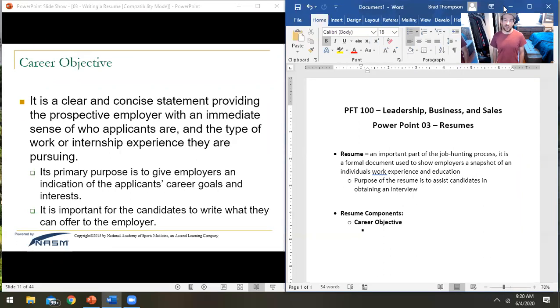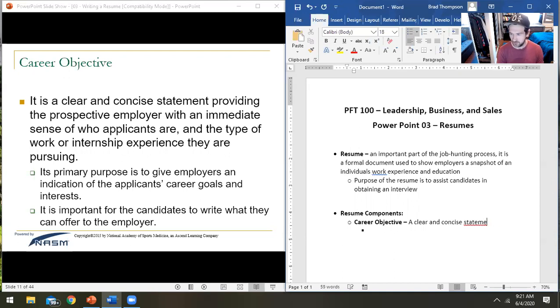So in the same way that your cover letter was information about your interests and why you're applying for the job, that's similar to what your career objective is. It's an opportunity for you to say, look, here's what I'm passionate about in the fitness industry. Here's what I'm trying to achieve. This is where I see myself maybe in 5 years, depending on how you're going to structure it. So it's a clear and concise statement.